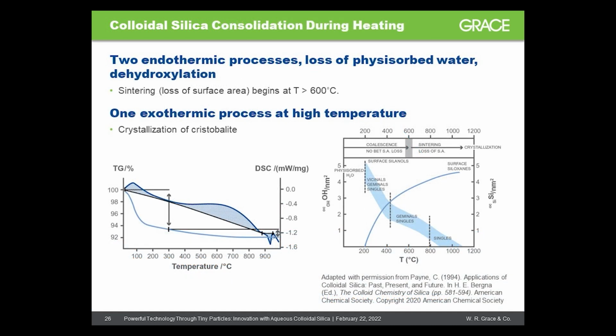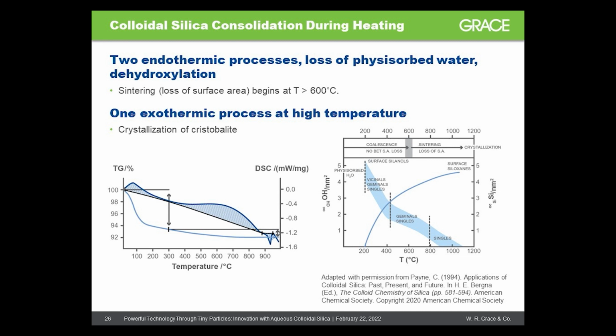I'd like to provide a little more detail about the transformation of the colloidal silica during the heating required to harden the ceramic. Shown in the left graph are results from thermal and calorimetric analyses of a dried colloidal silica. The mass loss is represented by the lower curve, and the heat flow is represented by the upper curve.